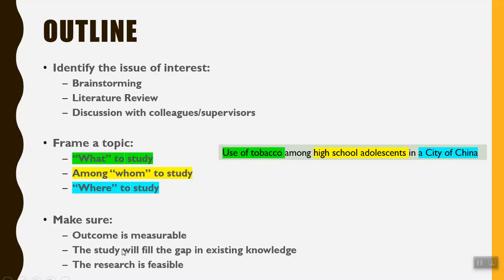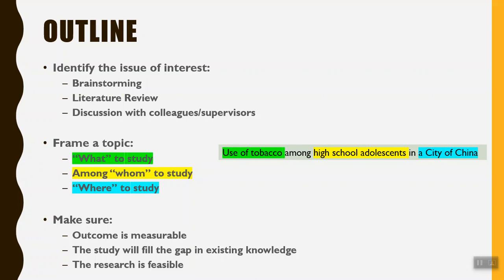And also you should equally look at whether the study will fill the gap in the existing knowledge. So you should check the literature whether research has already been carried out in the given topic, in the given place. And also the research should be feasible. So you should always check whether you have sufficient resources or sufficient expertise, and sufficient time to carry out the research.